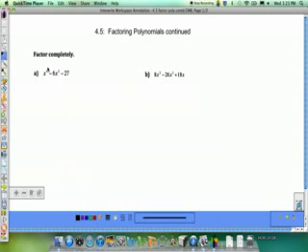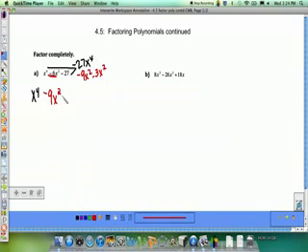If you have three terms in your polynomial, just use that same method that we've always used. Multiply the x to the fourth and the negative 27. Then we're going to try to add up to negative 6x squared. So I'm going to use negative 9x squared and 3x squared. So you'd have x to the fourth minus 9x squared plus 3x squared minus 27.